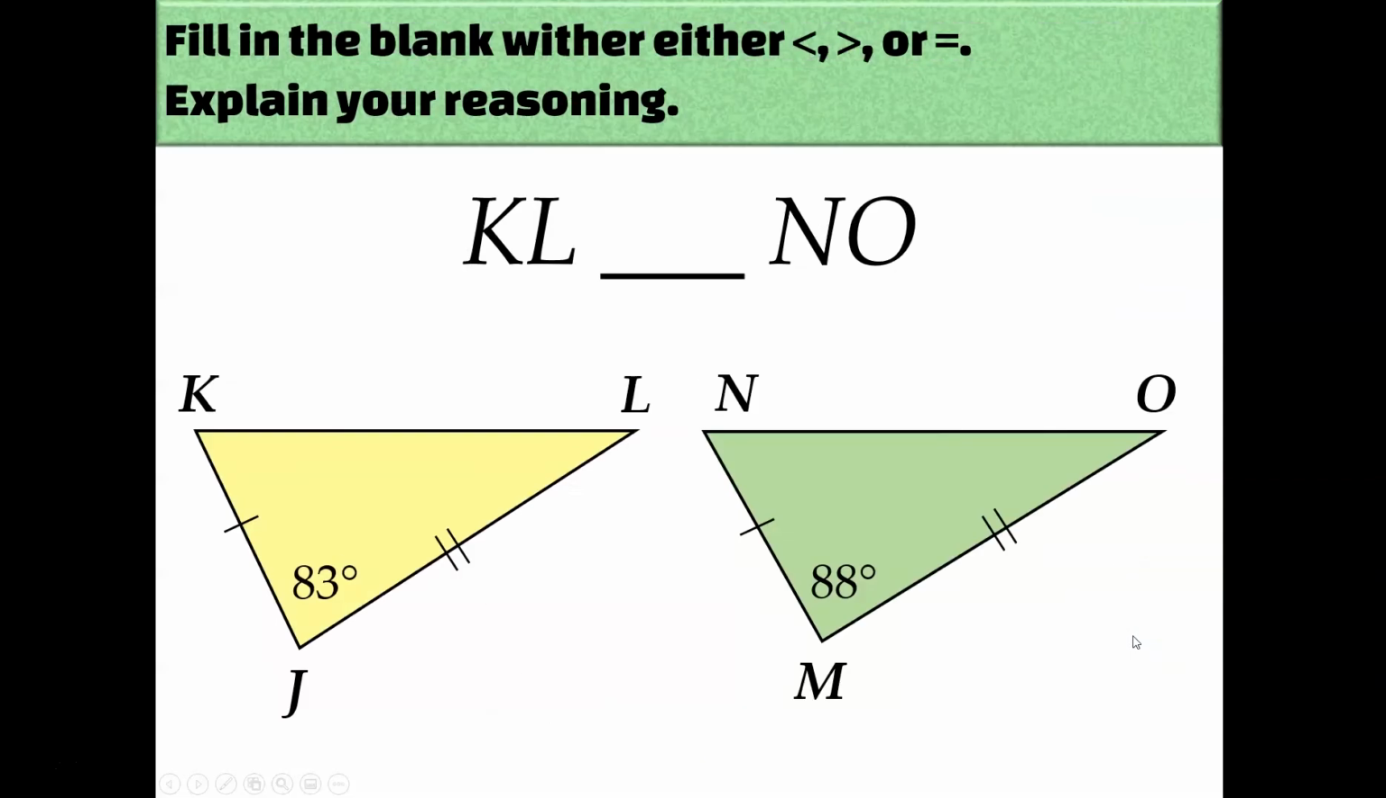All I'm asking you to do is fill in this blank with either a less than, a greater than, or an equal to. Looking at these two triangles, they're quite comparable. They have two pairs of sides that are congruent. However, their included angles are not congruent, so I know I'm not going to put an equal sign here because these two triangles are not congruent to each other. Instead, I need to look at which angle is smaller or larger to make my assessment of whether each side is larger or smaller than the other. KL is across from this 83-degree angle, and NO is across from this 88-degree angle. 83 is smaller than 88, so KL is smaller than NO.